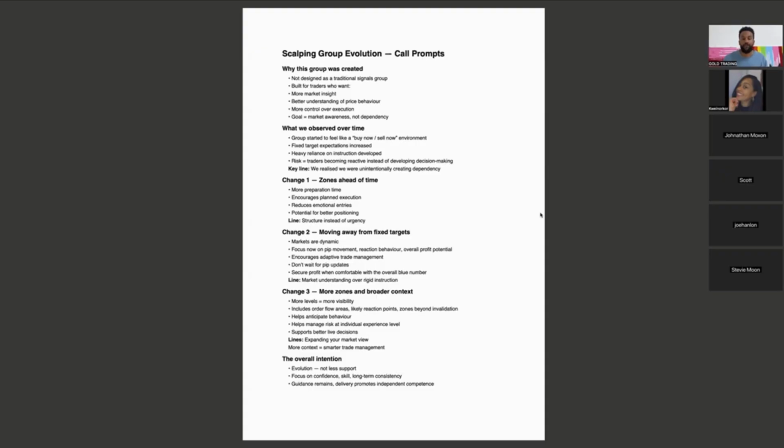There was a massive reliance on the instructions. Previously, when this group was initially built, there were no targets given. The experienced traders were closing the trades when they were comfortable and happy with the profit that they made. If they felt the market was moving in their favor, they might hold it, or they may exit the trade when they saw some profit. But what we noticed over time is that there was a heavy reliance on instructions, and that's never what this group was built for. The risk is that traders were becoming reactive instead of developing decision making.